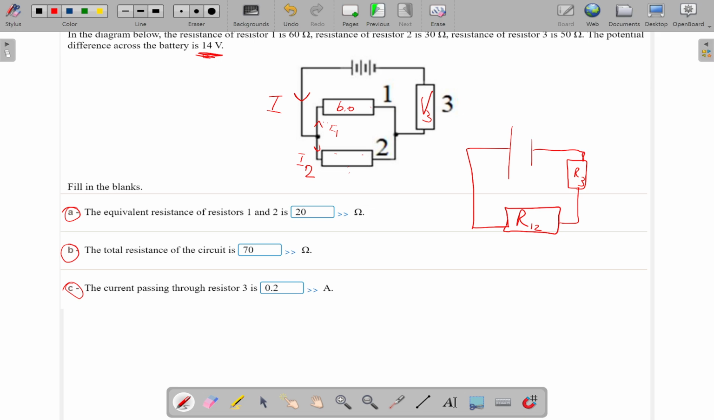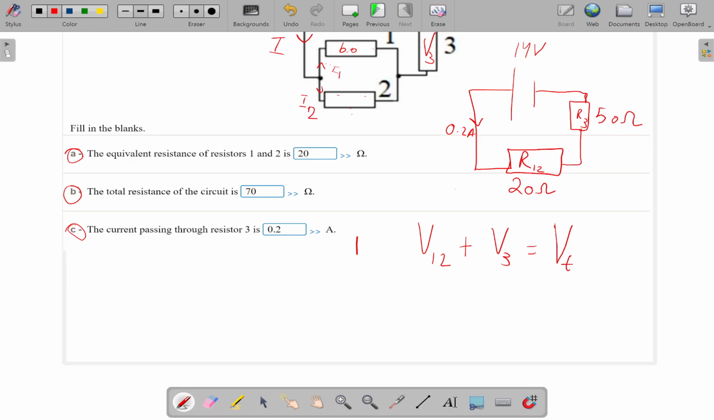So in a series circuit, the voltage is additive. In a parallel circuit, the voltage is constant. So 14 volts here. This was 20 ohms, and this was 50 ohms. This comes at 0.2 amperes. So V12 plus V3 is equal to 14, or the V total. We'll just write V total and then substitute our values.